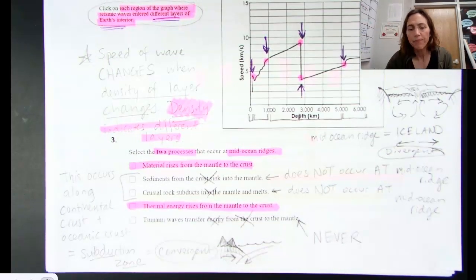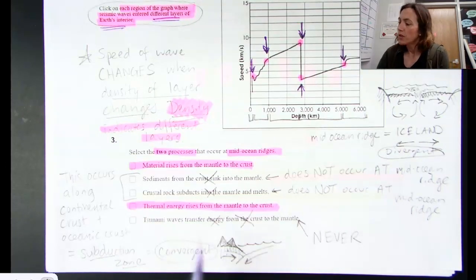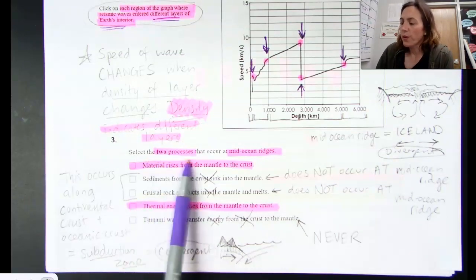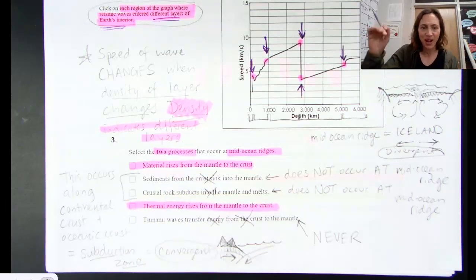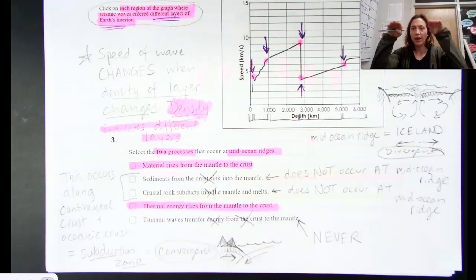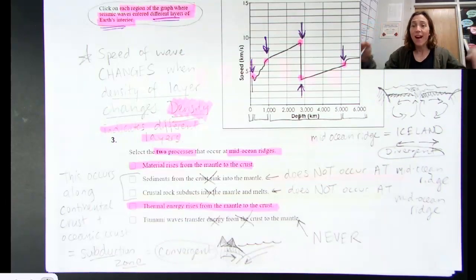All right, number 3. We are leaving seismic waves behind, but we are still in earth science. There's going to be lots of earth science on this test. Number 3 says, select the 2 processes that occur at mid-ocean ridges. I love mid-ocean ridges. We spend a lot of time talking about them. This is where seafloor spreading happens. It's a divergent plate boundary.